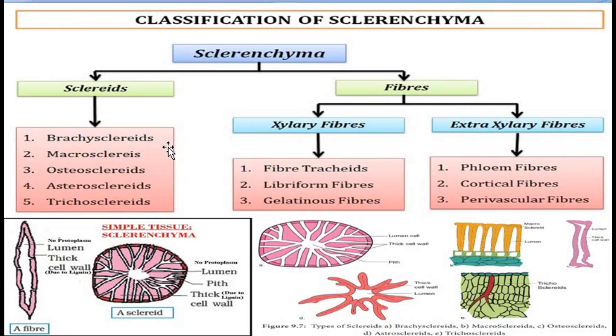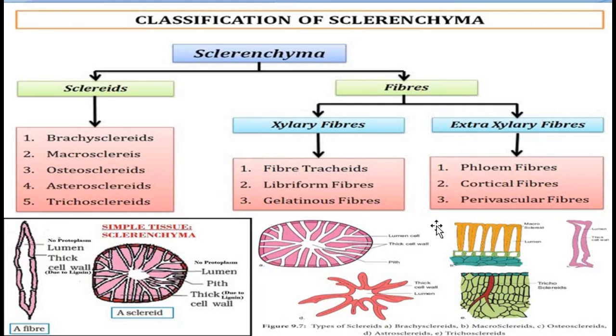Sclereids are variable in shape. They are present in various parts of the plant such as periderm, cortex and pith. They constitute the hard parts of the plants. There are different types of sclereids like brachysclereids, macrosclereids, osteosclereids, asterosclereids and trichosclereids. The brachysclereids are the same as the parenchyma cells with a large lumen in their cell wall.